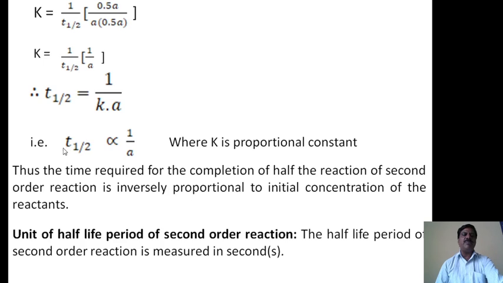This means that t half is inversely proportional to its initial concentration. Here k is a proportionality constant, also called the velocity constant. Thus the time required for the completion of half of the reaction of a second order reaction is inversely proportional to the initial concentration of the reactant. Now coming to the SI unit of half life period of a second order reaction. The half life period of a second order reaction is measured in terms of seconds.